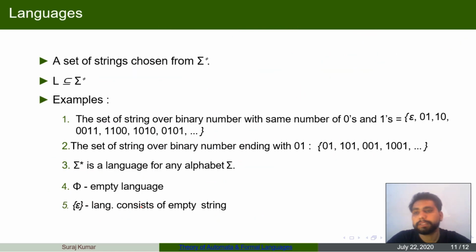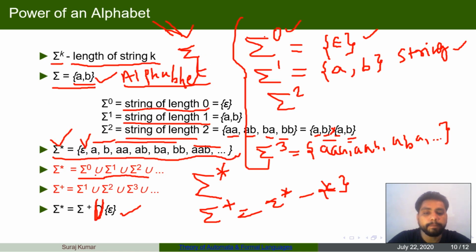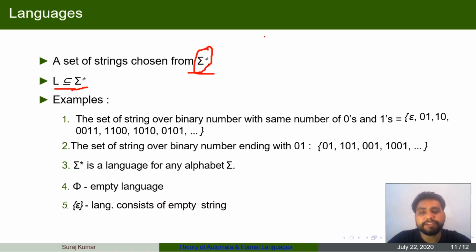Now, in the language, how can you construct a language? Sigma star is the collection of all the strings possible over sigma, so you can choose your language from this sigma star. You can write it like this: L is a subset of sigma star. Basically, your language is a set of strings chosen from sigma star, because sigma star contains everything.